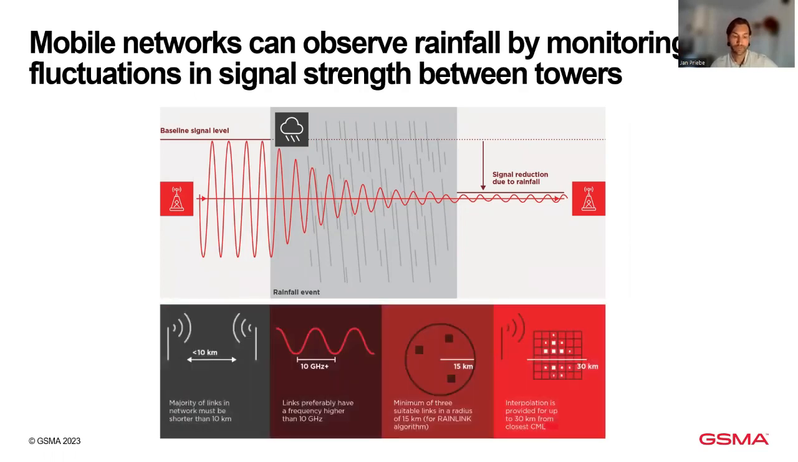And for this approach to be effective, mobile networks must satisfy a number of criteria or guidelines. So the majority of links should be shorter than 10 kilometers because if they're any longer, the distance covered is too large to generate an accurate point estimate. Similarly, the transmission frequency used by the link should be higher than 10 gigahertz, as lower frequencies are less sensitive to rainfall. And depending on how data is checked by the algorithm, several links may be needed in a given area in order to triangulate data.